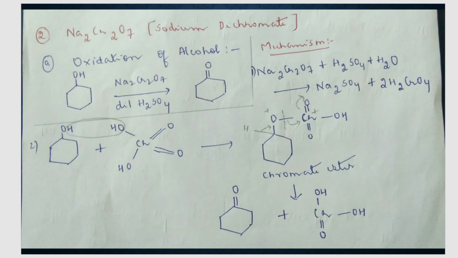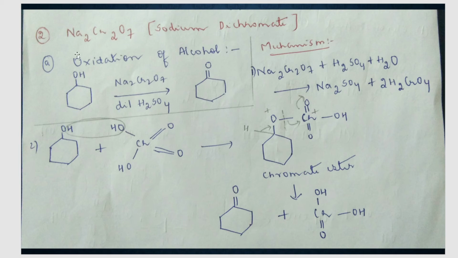Next, under chromium salt, we are studying sodium dichromate. Sodium dichromate is one of the chromium salts that is used as a very good oxidizing agent. It is always used in the presence of dilute H2SO4, the co-catalyst. Now, one of the reactions under sodium dichromate is the oxidation of alcohol.